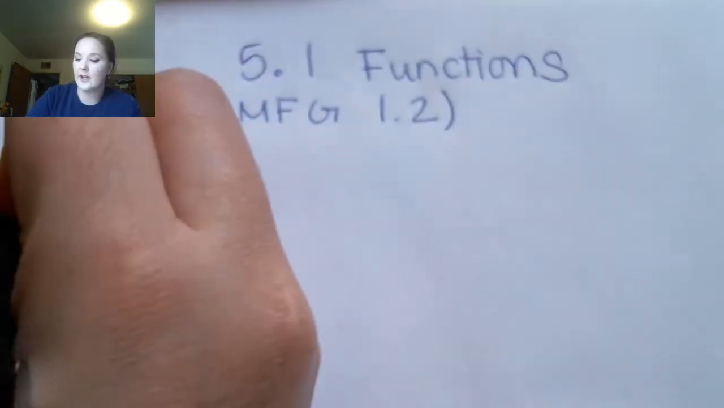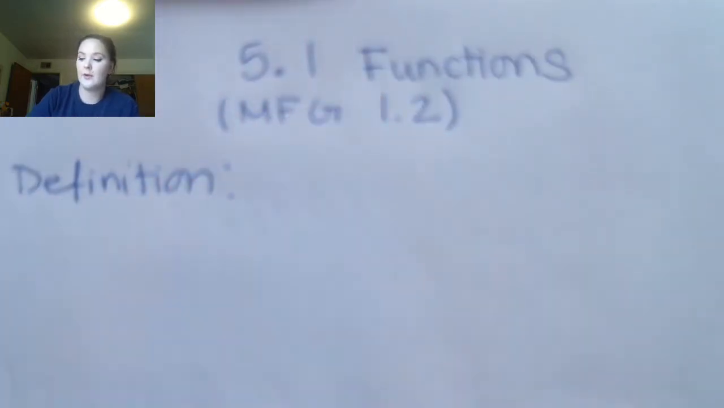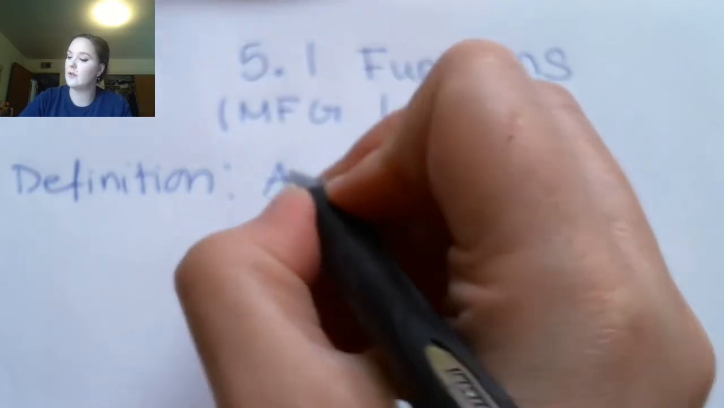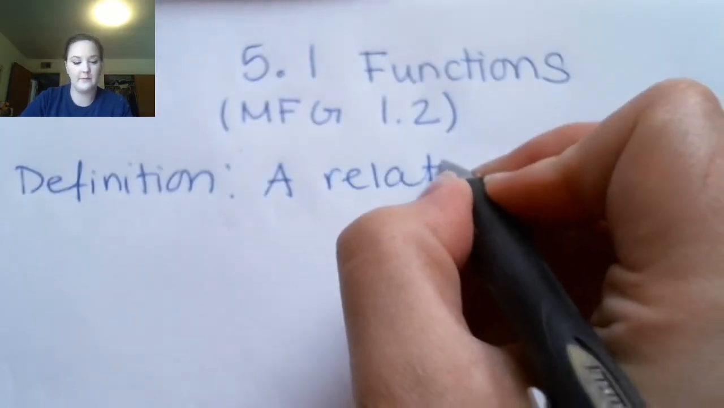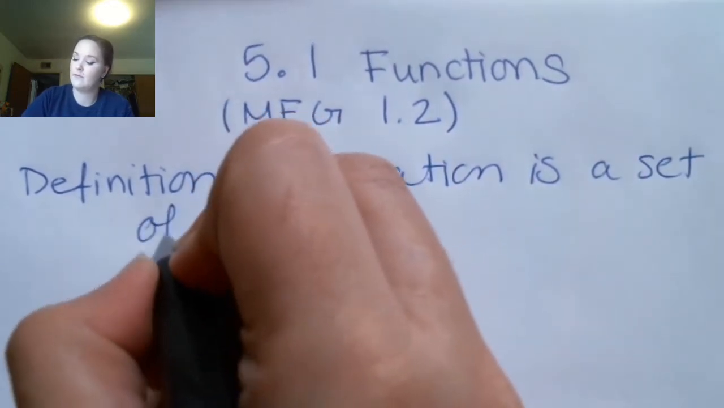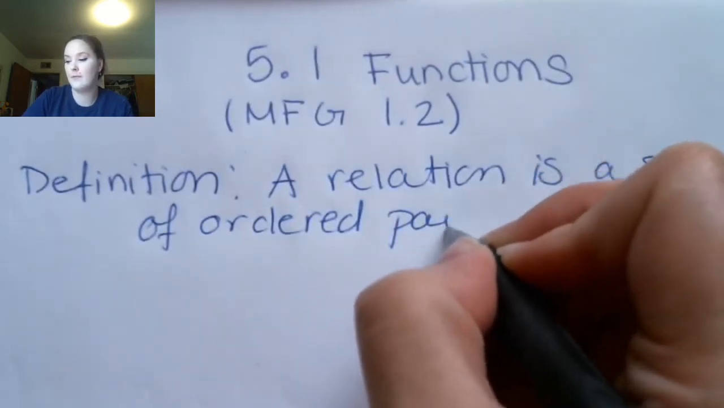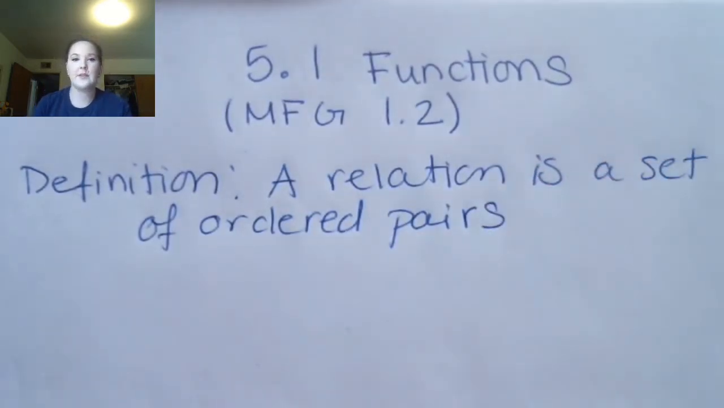The first thing we're going to look at is a definition. We're going to define what a relation is. A relation is any set of ordered pairs. There's no rules about what pairs are allowed. Any set of ordered pairs at all. You could organize them in a table, you could express them as a graph, anything like that.